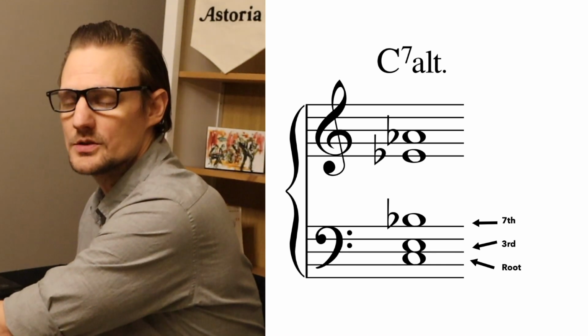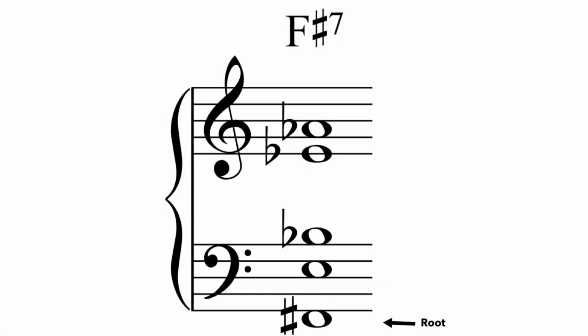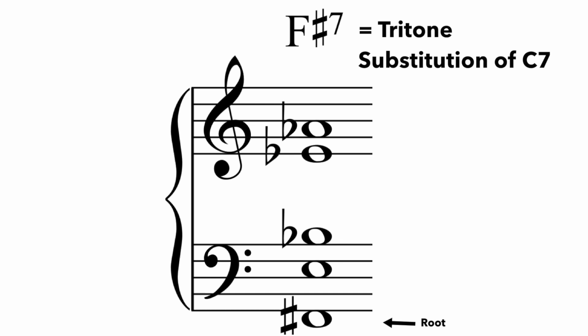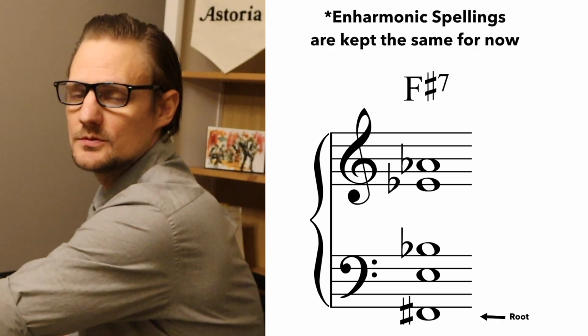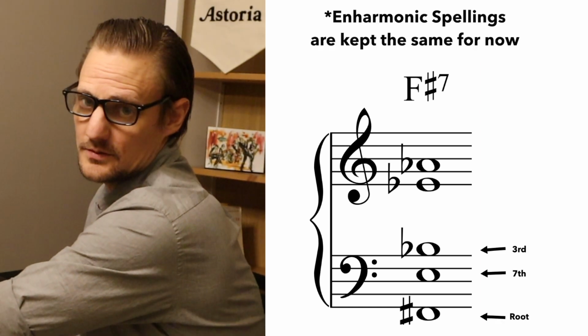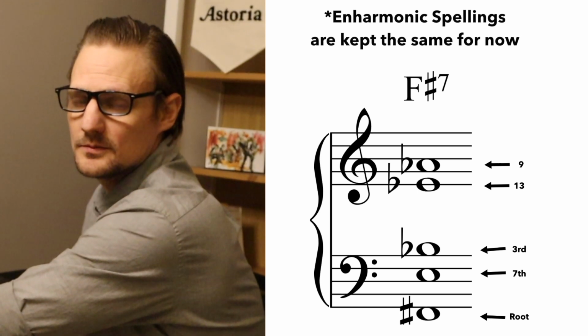If we were to change the root note of a C7 altered chord to F sharp, and this is where the tritone substitution comes in, so if we take the C and we just make it an F sharp and keep the exact same notes up top, then you have an F sharp 7 chord with all natural extensions. So let's hear that spelled out. You have root, flat 7, third, and then you have natural 13 and natural 9.